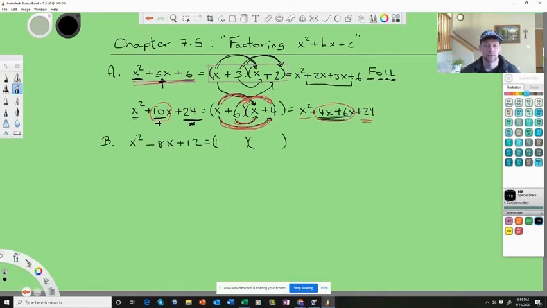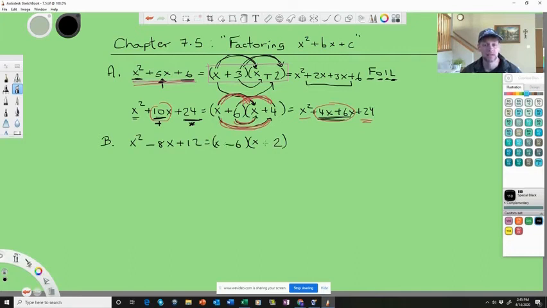All right, so we start with these two x's. That's easy. Now I'm looking for two numbers that multiply out to positive 12, but add up to negative 8. So we know that 6 and 2 multiply out to positive 12, but do 6 and 2 add up to negative 8? Not quite. But think about it.